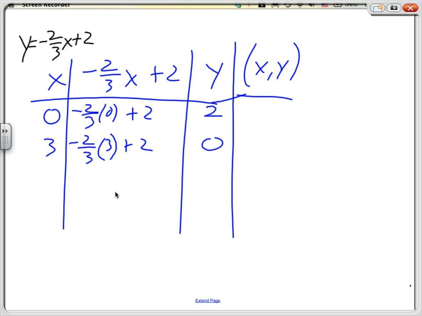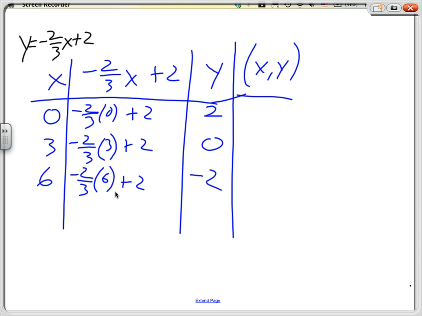Okay, what do you think is another point to pick here? 6. It's okay to pick on the negative side too if you want. It doesn't matter. But 6, so negative 2/3 times 6 plus 2. What is the answer here? Okay, it is negative 4 plus 2, negative 2. Very good. 6 divided by 3 is 2. 2 times negative 2 is negative 4 plus 2. The winner is the negative, so therefore you end up with that.